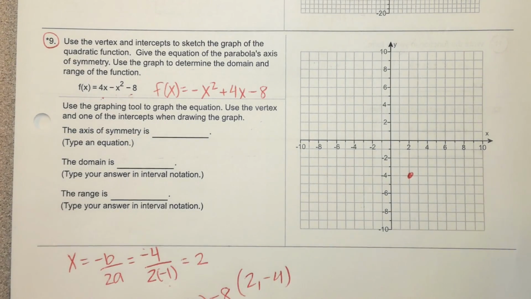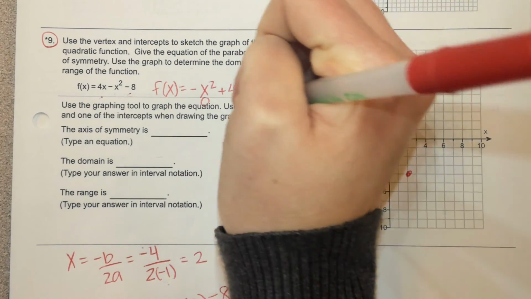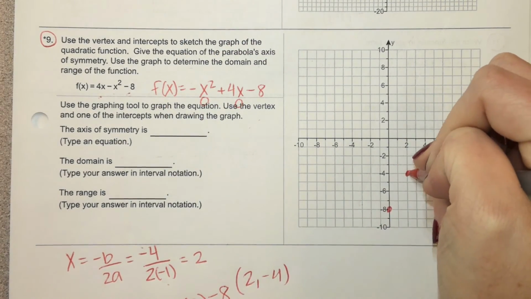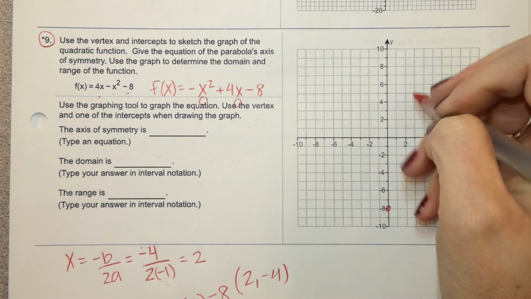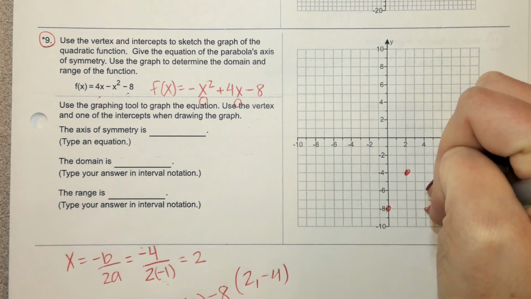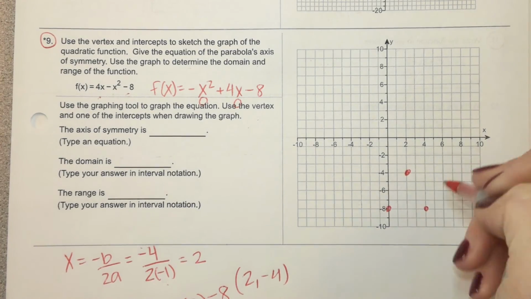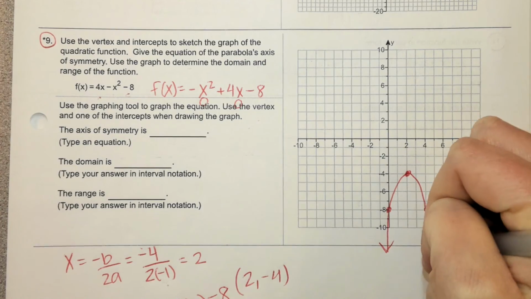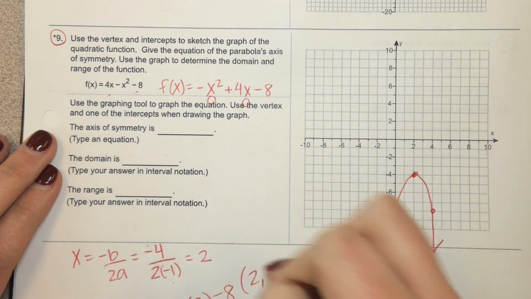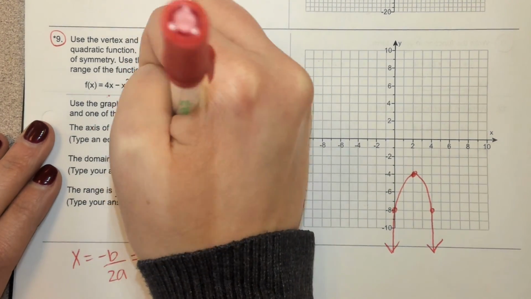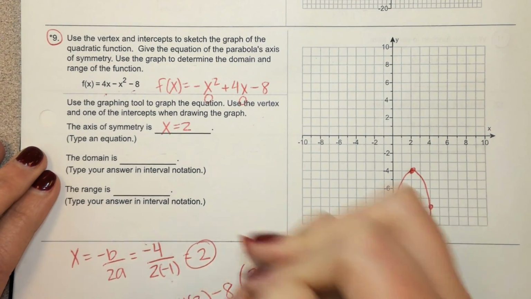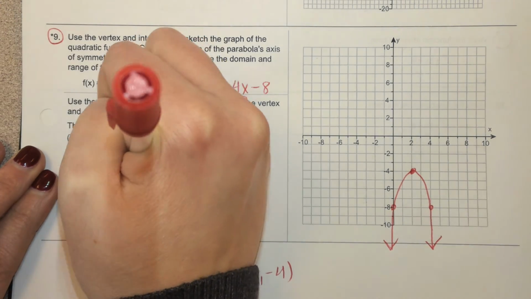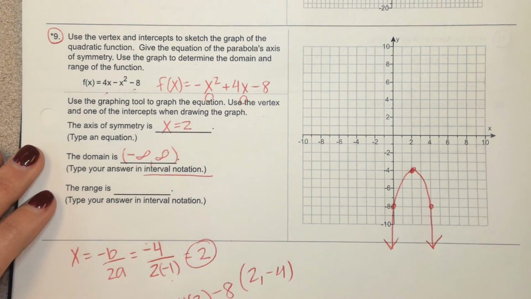All right, my y-intercept, I plug 0 in here and here, and I get negative 8. I'm going to use that. And just because I am on my paper, I need to mirror so I can make that U shape. So you'll graph that in using your graphing tools. Your axis of symmetry is x equals 2. The domain, all real numbers. It says interval notation, so that's parentheses, negative infinity to positive infinity.